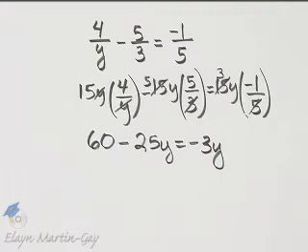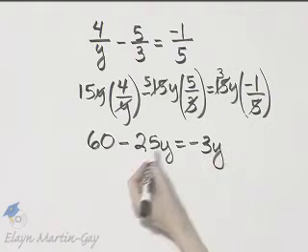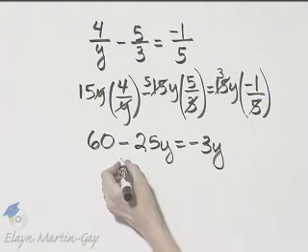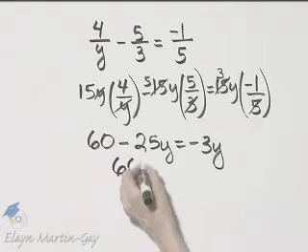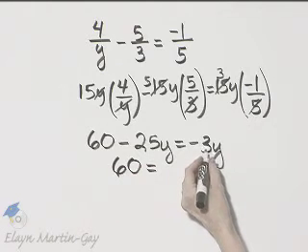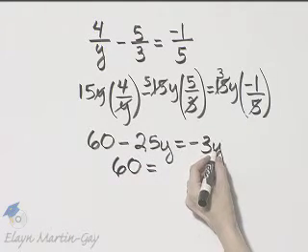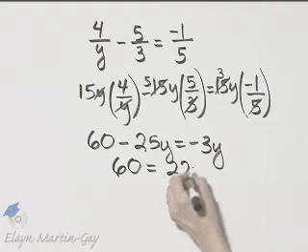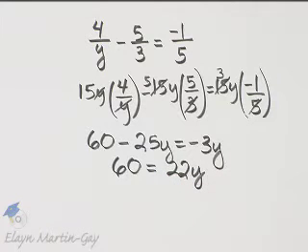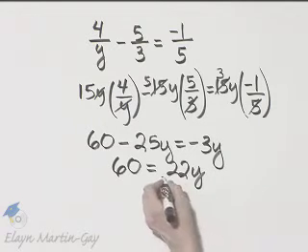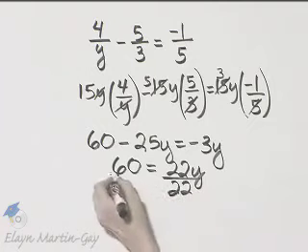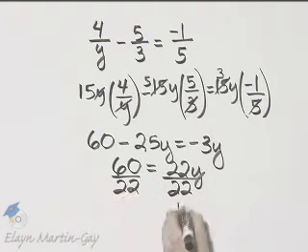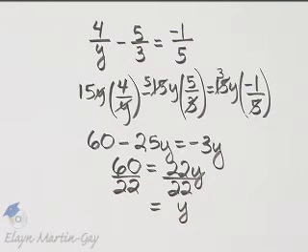Let's solve this for y. I'll add 25 to both sides. Now you may want to take a step to do that, but I'll have negative 3y plus 25y, and that will be 22y. And then how do I finish solving for y? I will divide both sides by the coefficient of y, which is 22. So y is 60 over 22.